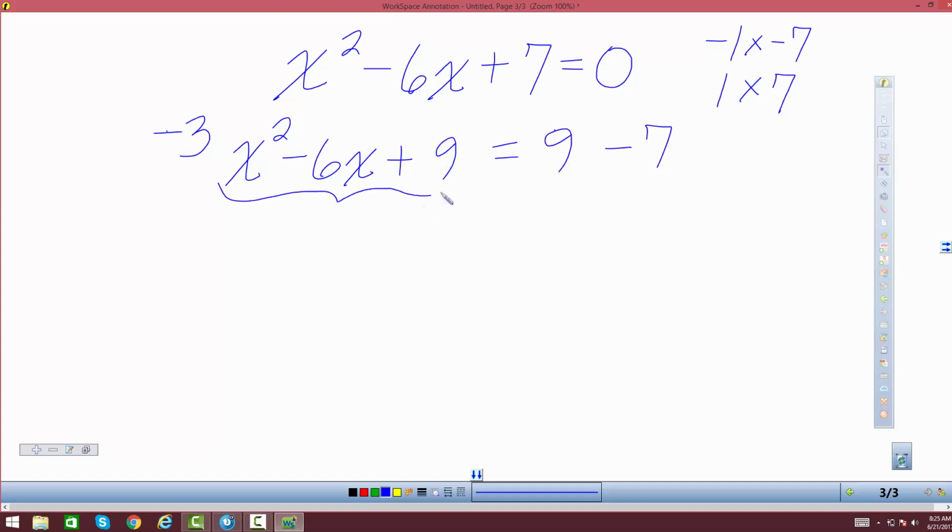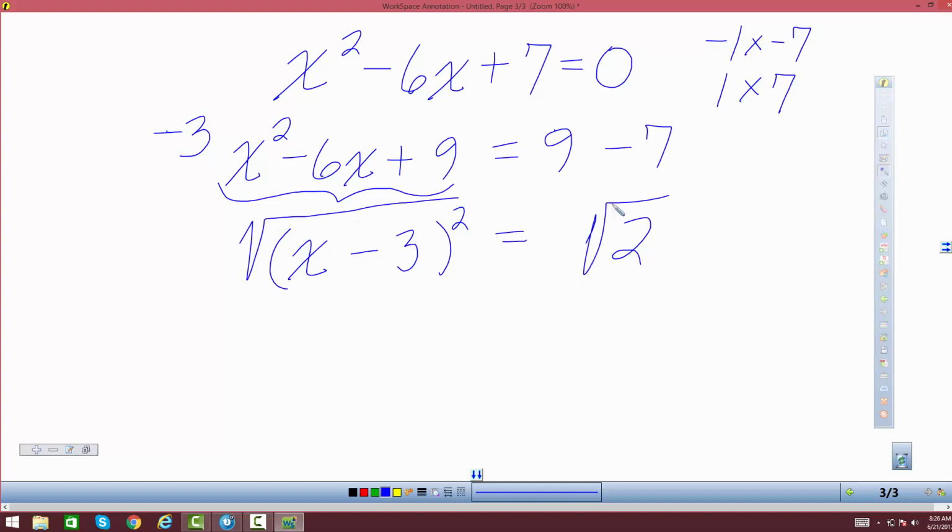So this trinomial is exactly the same thing as x plus this number, squared. So that's x minus 3 squared. And then 9 minus 7 is 2. I want to break the x out, so I'm going to take the square root of both sides. I need to add the plus or minus. So that gives me x minus 3 equals positive or negative the square root of 2.